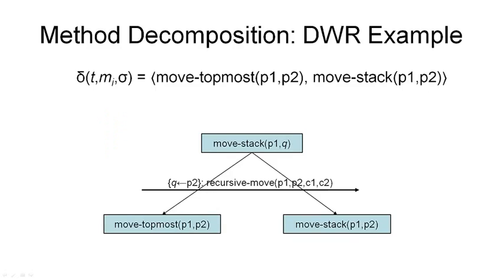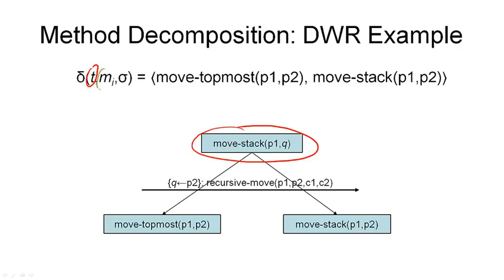Here is an example of how decomposition works in the dogwalker robot domain. And to do the decomposition, I've already introduced the decomposition function delta that takes a task, a method instance, and a substitution sigma. We can visualize the process of decomposition by means of a decomposition tree, which is what you see here. The decomposition tree has as its root the task T, so this is the task T that we're trying to decompose, and that is the root of our decomposition tree. In this case, the task was to move the stack from P1 to some other pile Q.